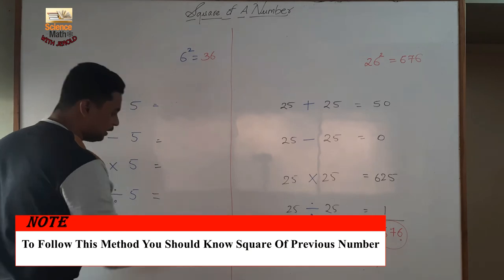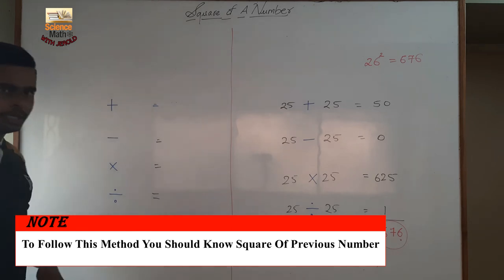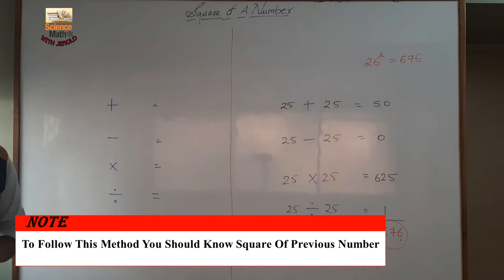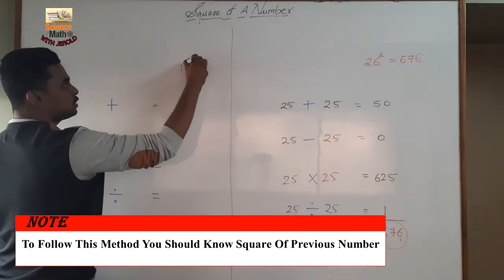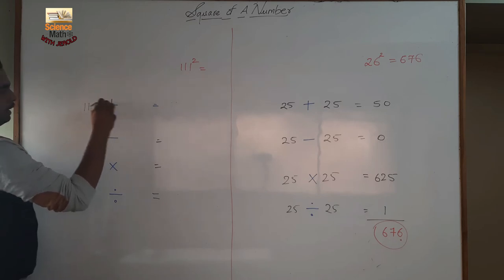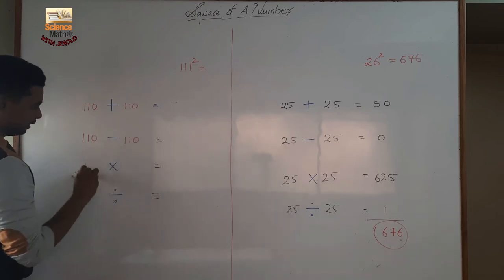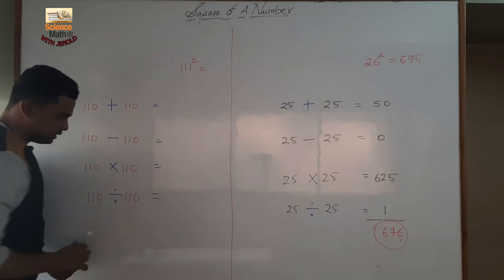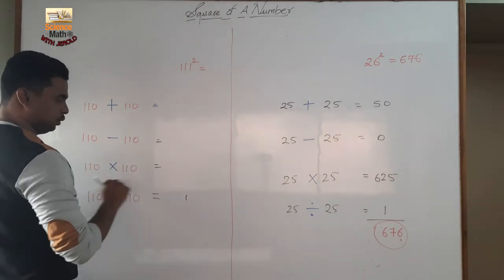Let us see another number in a 3-digit form. For that, you need to know the square of the previous number. The only thing that you need to know is the square of the previous number. Let us say we have to find the square of 111. First, the previous number 110 plus 110. Then I will subtract 110, multiply 110 and divide 110. All that I know is division by the same number will give me 1. Multiplication I will do later on.